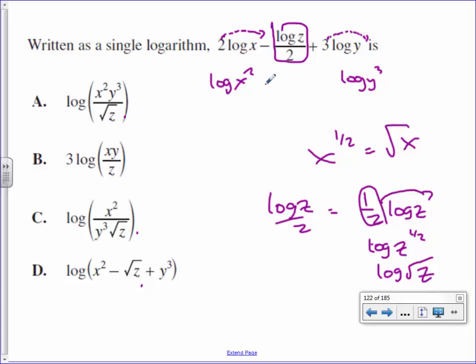So putting this all together, this is the log of the square root of z. What ends up happening is, see how these two are subtracted? Subtract means divide. This one is added, though. Added means multiply. So we need the z one being divided, and we need this one being multiplied.